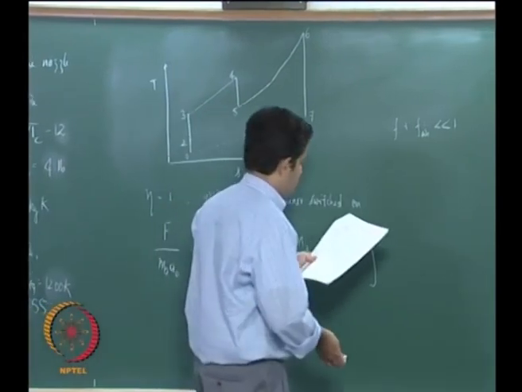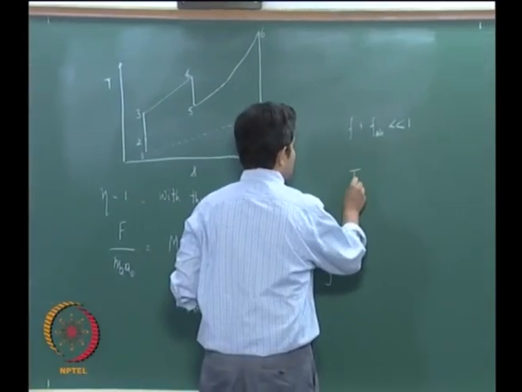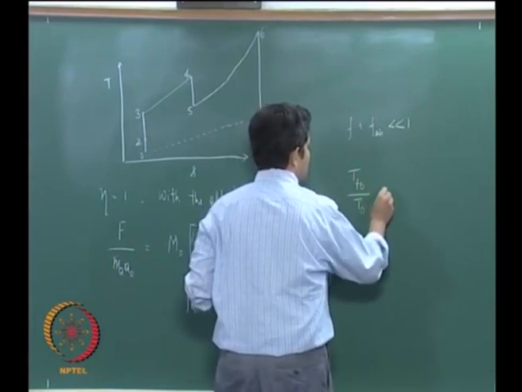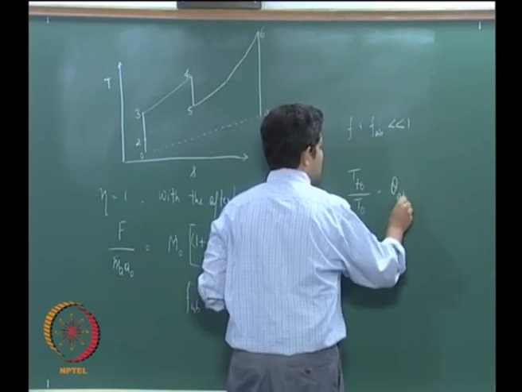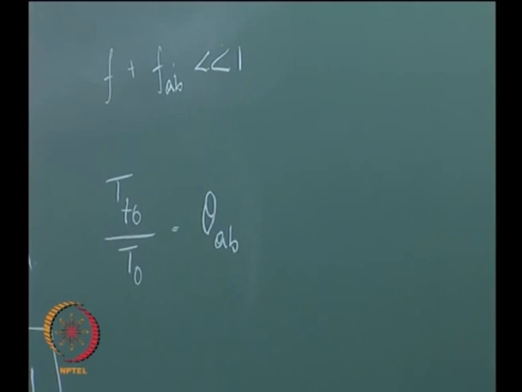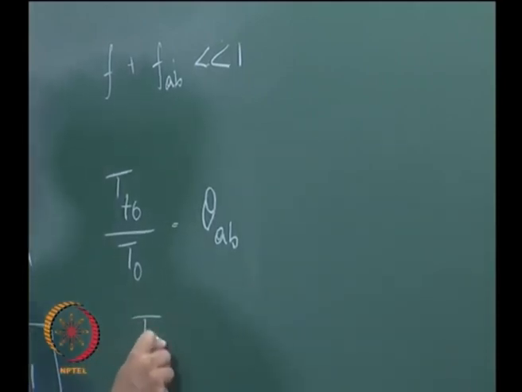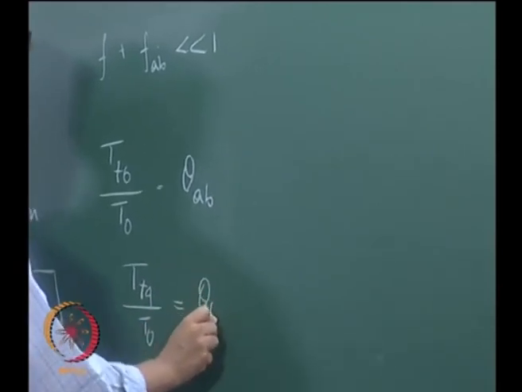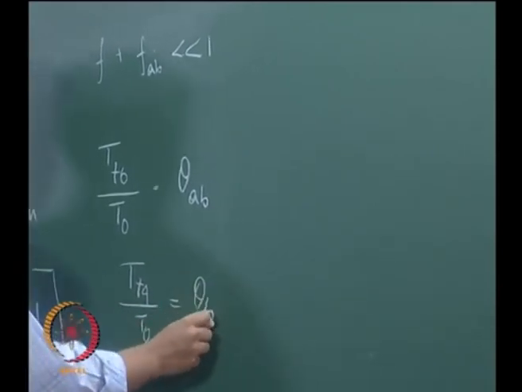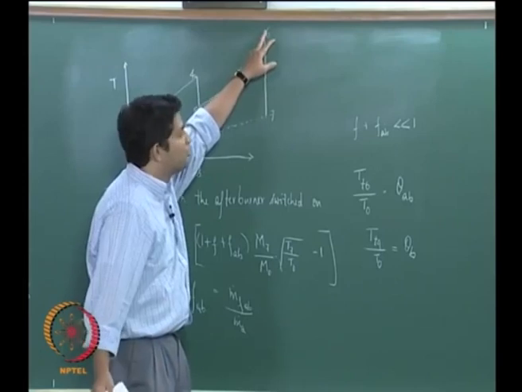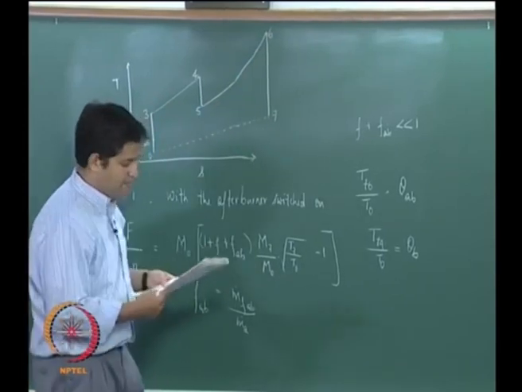So, I will call TT6 by T naught as equal to theta AB. Remember, we had TT4 by T naught as equal to theta burner. Similar to that, I am introducing a new control parameter to account for the afterburner. Okay.